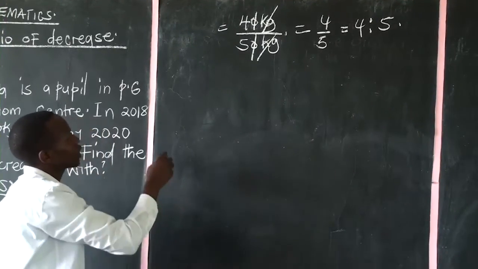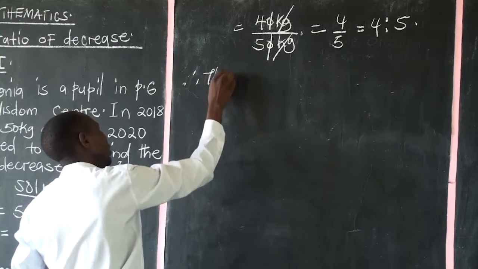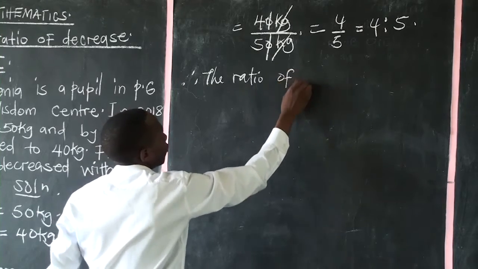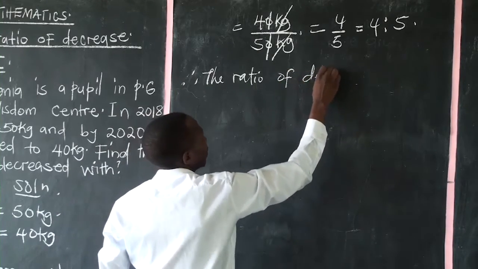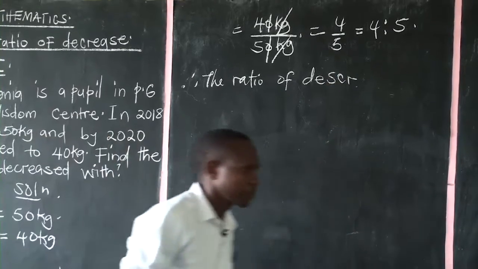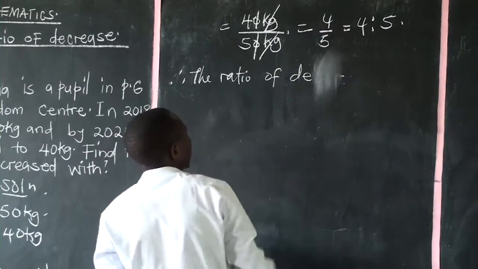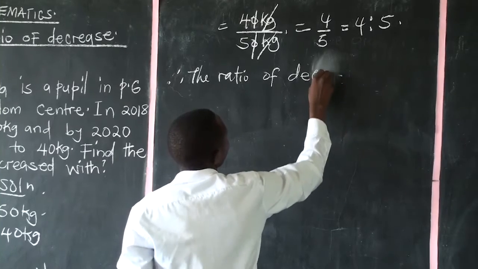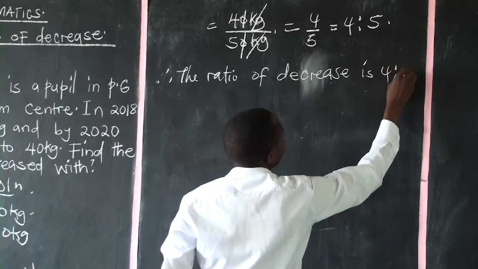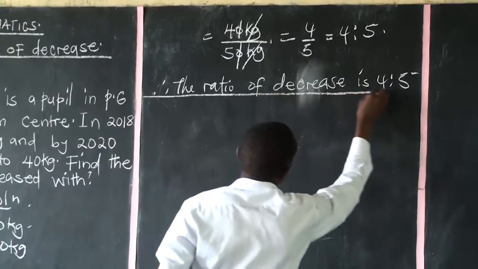Then I will come to the last statement and say, therefore, the ratio of degrees is 4 to 5. Then I have to underline my statement.